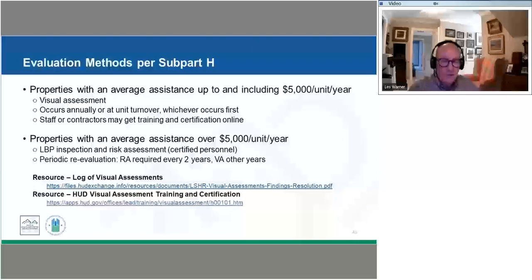Specifically for Subpart H, as we mentioned and saw on the chart, we have a two-tiered approach based on our level of financial involvement in the property. We're looking at an average per unit per year level of assistance. If it's up to and including $5,000, then we're completing a visual assessment, and that happens on an annual basis, but also anytime we have turnover in that unit.